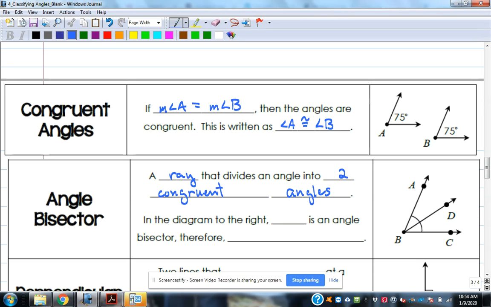In the diagram on the right there, it says blank is an angle bisector. Okay, so what's the angle bisector in that picture? Ray BD. Good job, guys. Ray BD. Therefore, what two congruent angles do I get?